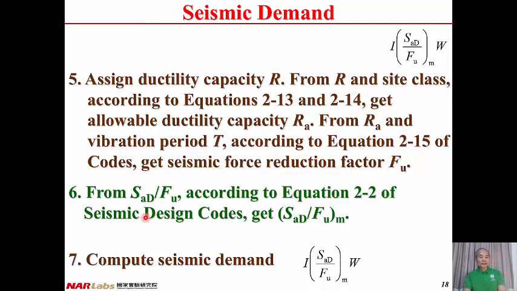From SaD divided by FU, the ratio of SaD to FU, according to equation 2-2 of the seismic design code, we can have the modification SaD divided by FU modification. Once we have the importance factor I, W, the total dead load of the structure, SaD, spectral acceleration, FU, seismic force reduction factor, and SaD divided by FU modification, then we can compute the seismic demand of the building equal to I times SaD divided by FU modification times W.